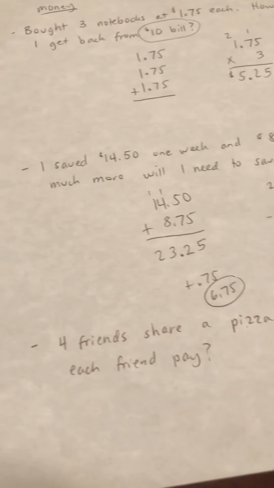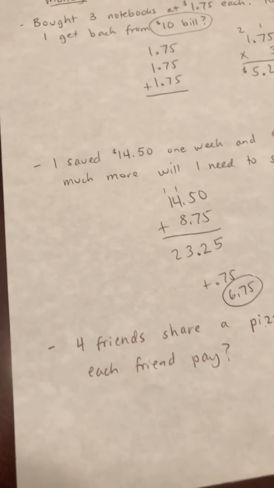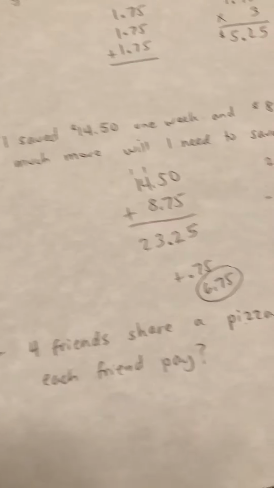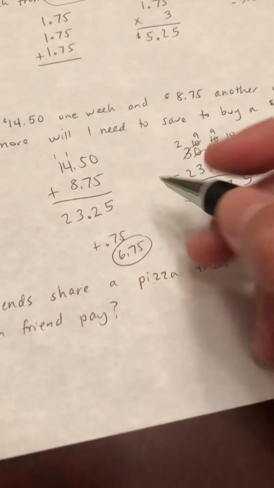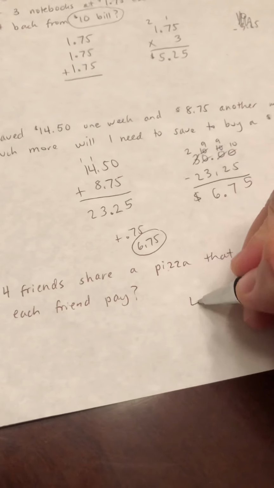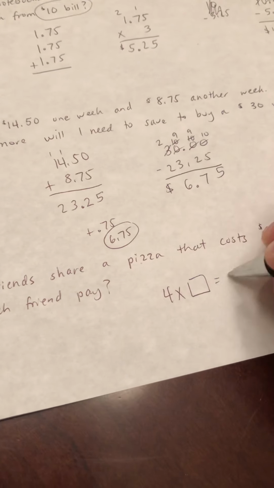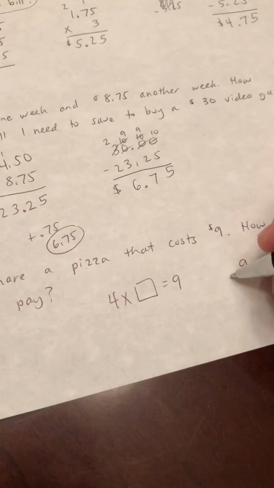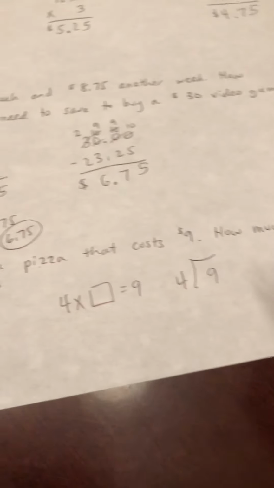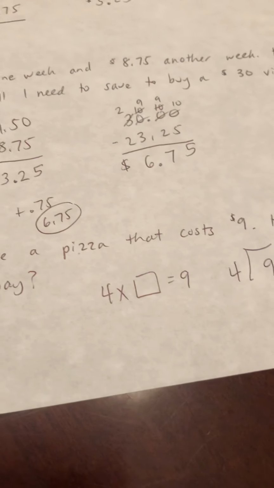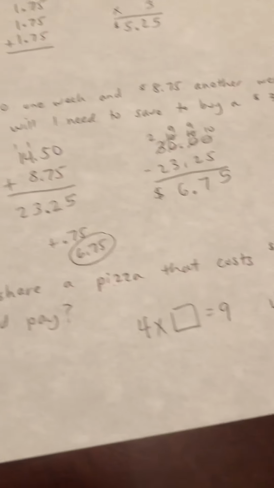All right, and last one. This one is a little bit different. You might have one of these questions on the entire FSA. 4 friends share a pizza that costs $9. How much will each friend pay? This is really a division problem, or 4 times some amount equals 9. 9 divided by 4 friends. Okay, problem? You're going to get a remainder. This isn't going to work out.